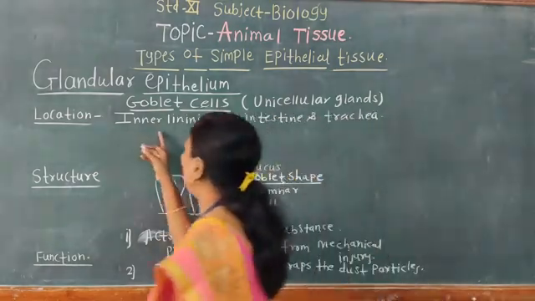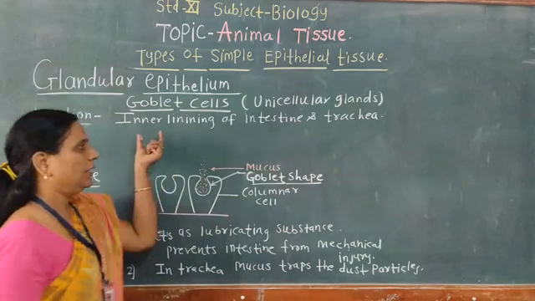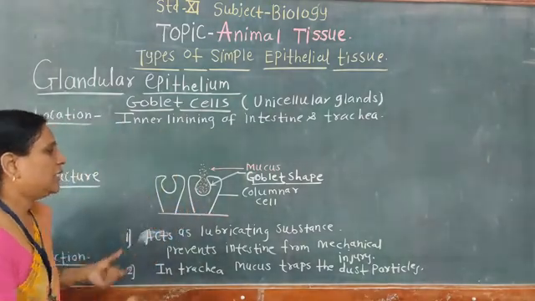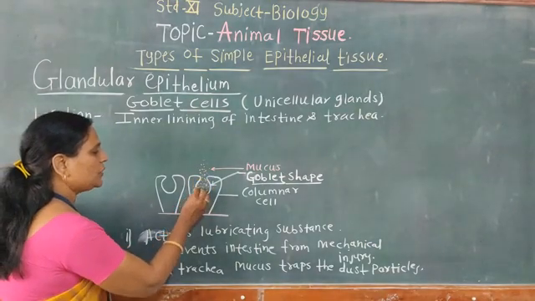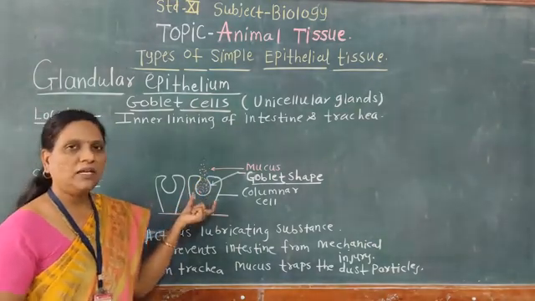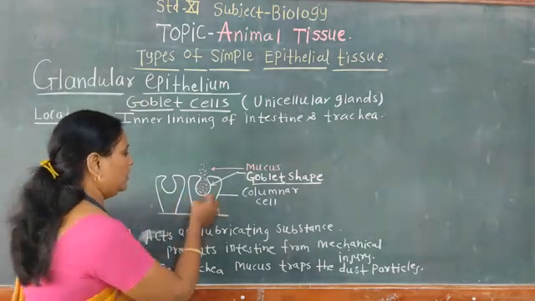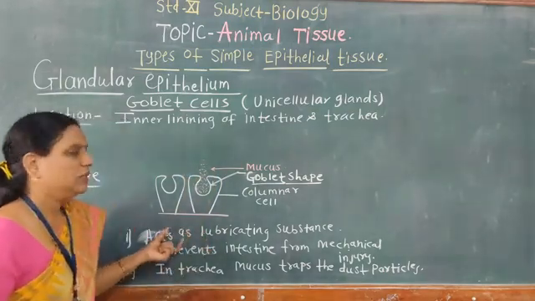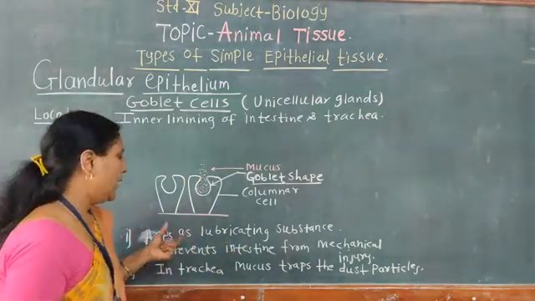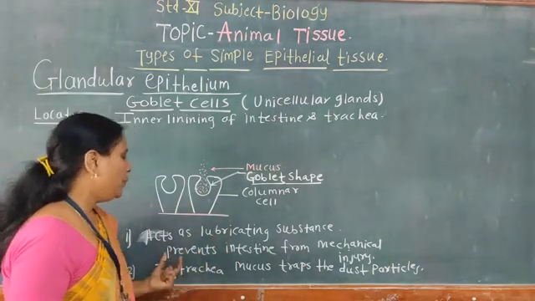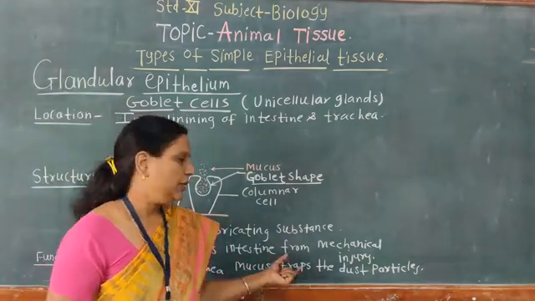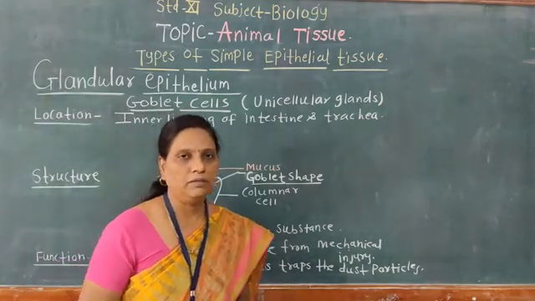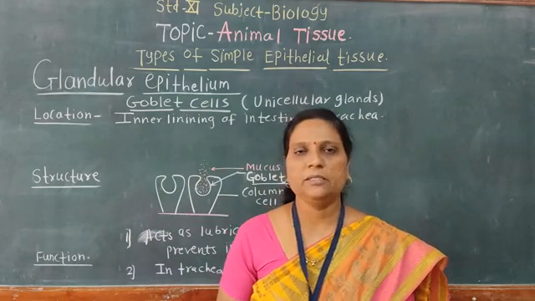See again, the inner lining of intestine and trachea. This is the location. In structure, they are mainly columnar cells, and inside they show the accumulation of mucus, and that's why the cells are distended and the mucus is discharged on the surface of the cells. This mucus is nothing but a glycoprotein substance. It acts as a lubricating substance and prevents the intestine from mechanical injuries. And in trachea, the mucus traps the dust particles. So it is a unicellular gland, that is the goblet cell.